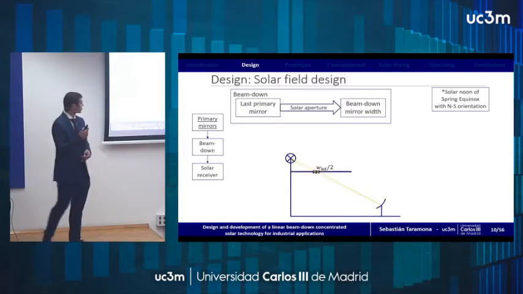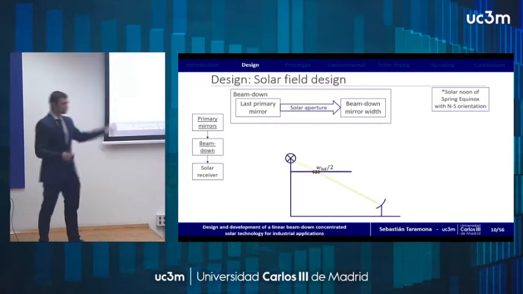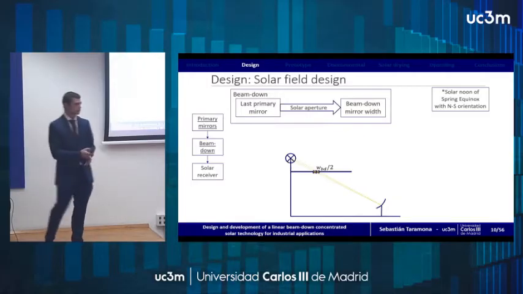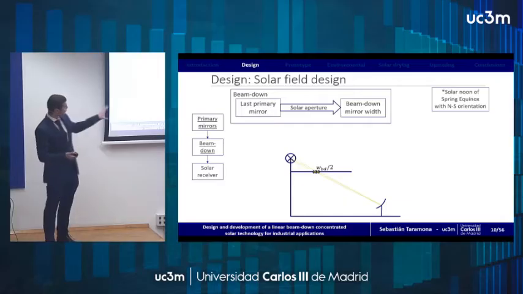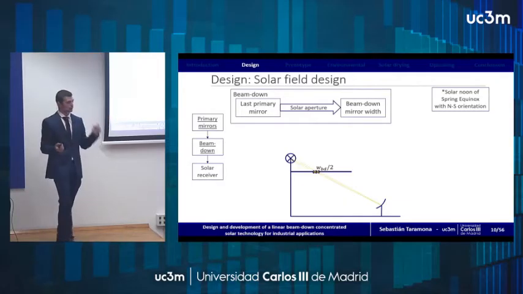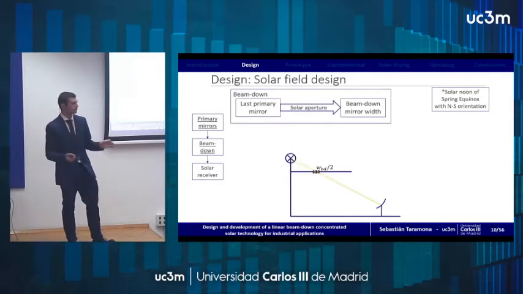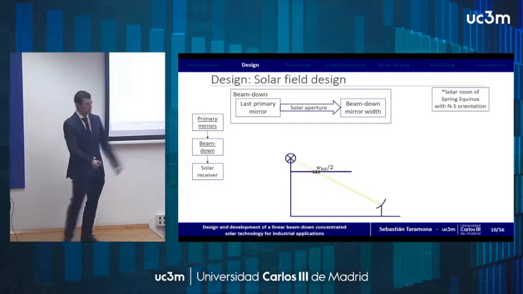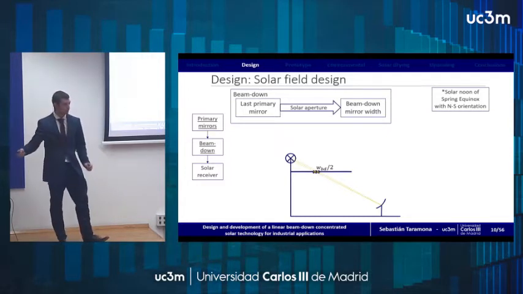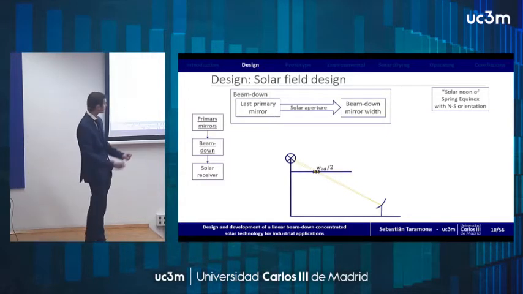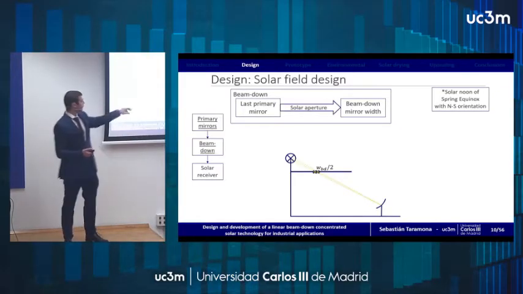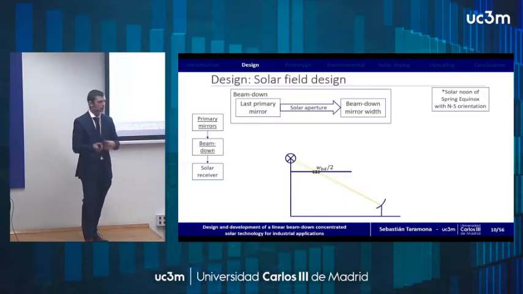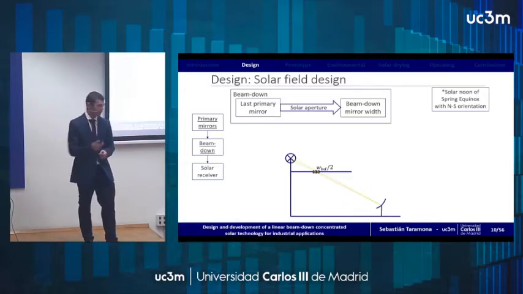Now, moving forward to the beam down design, to simplify the process and to make it all related to the solar field geometry, we're going to first obtain the width of the beam down mirrors. In order to do that, we're going to take the furthest away primary mirrors we obtain from the primary field design process, and we're going to intersect with the beam down height. And with the solar aperture, we're going to establish the beam down mirror width we're going to consider.